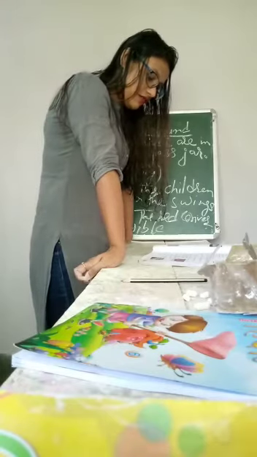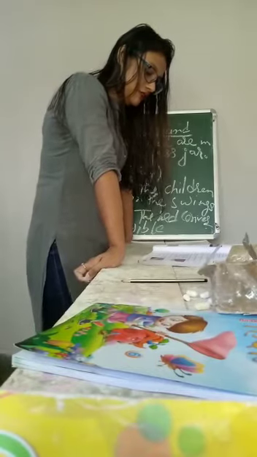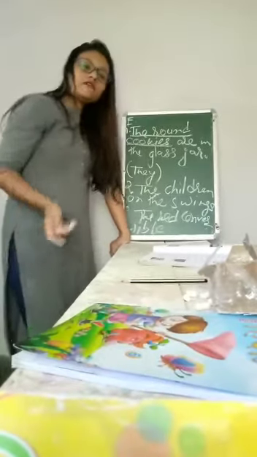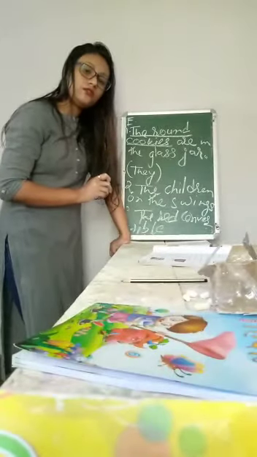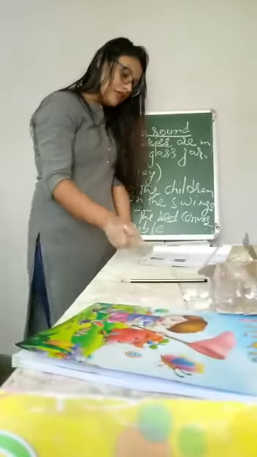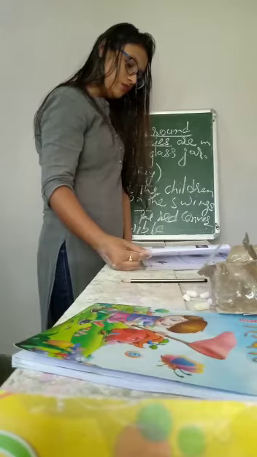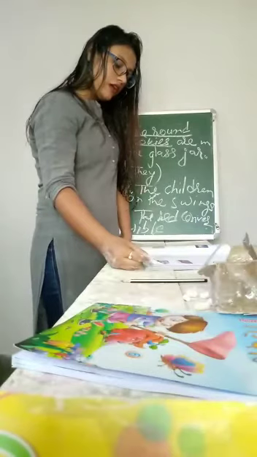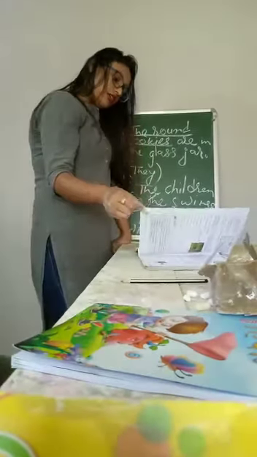Then we have number seven, the tall man with a beard offered my grandmother a seat. He. So here he, we are talking about what? The tall man. Who did what? He offered grandmother a seat. So we will underline the tall man with a beard, till beard. All right. Then number eight we have, the large egg-shaped boulder came rolling down the hill. So we will underline the large egg-shaped boulder.